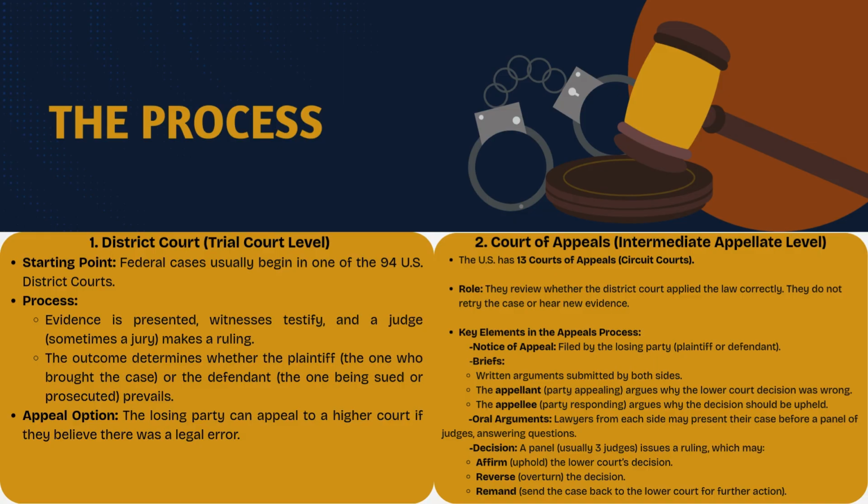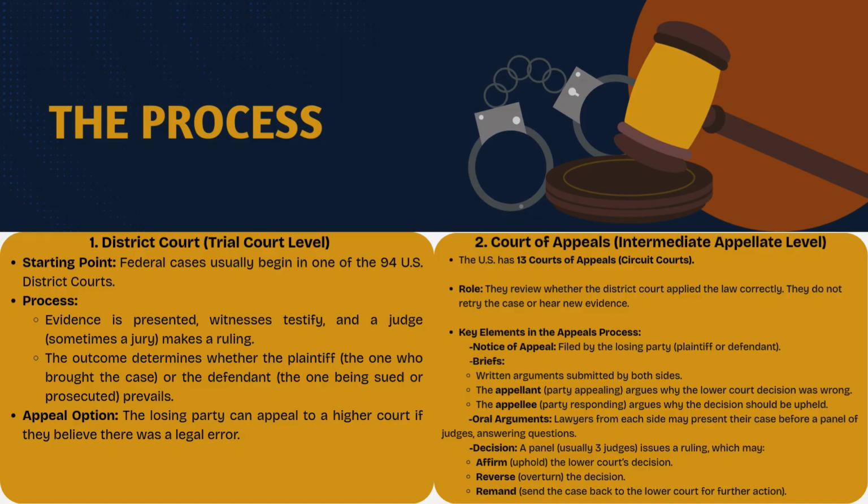And then step 2 would be the Court of Appeals, which is the intermediate appellate level. And again, they have 13 courts of appeals, which is again the circuit court. Their role is to review whether the district court applied the law correctly. And again, they do not retry the case or hear new evidence. They simply read the facts and look for any errors. The key elements in the appeals process are the notice of appeal and the briefs, so the written arguments submitted by both sides, the appellant and the appellee.